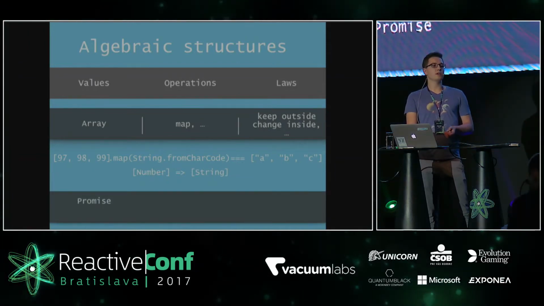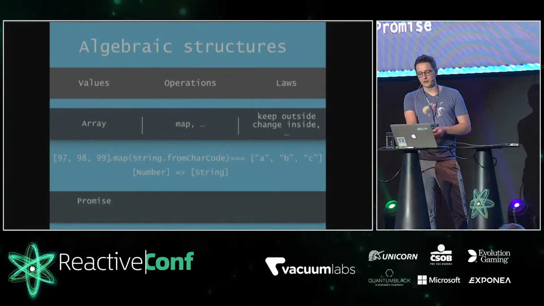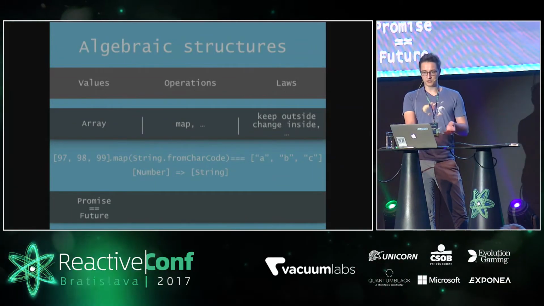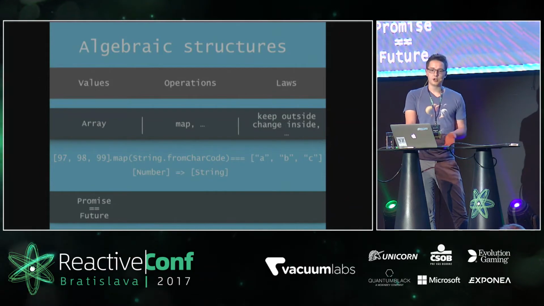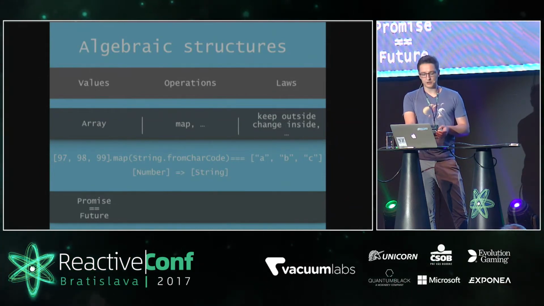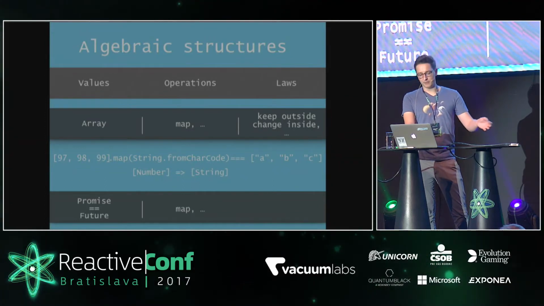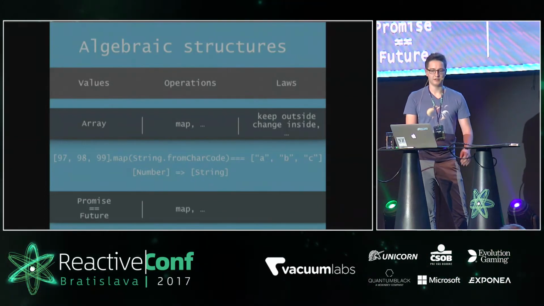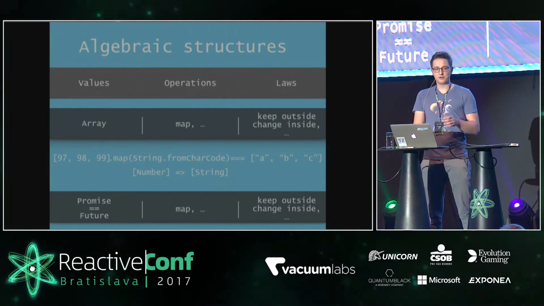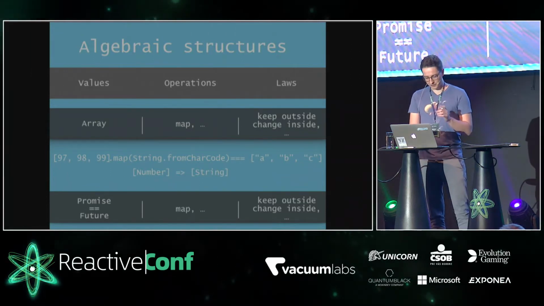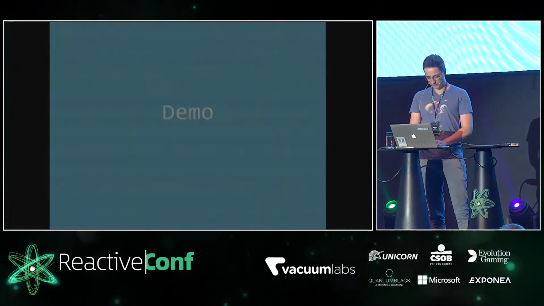Another possible value might be the promise, but the promise does not implement all the operations that we need. So what we're going to do is wrap the promise in the future. The future has the same job as a promise. It's just some unresolved value, but it implements all the operations that we need. And every time I say future, just think of it as a promise. All the algebraic structures are implementing the same laws. And these are the two structures we're going to use.